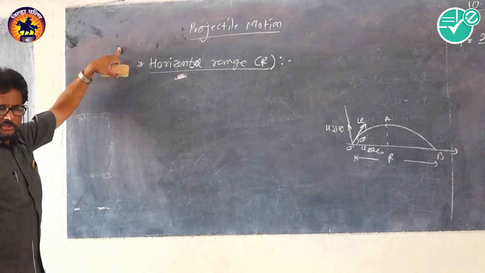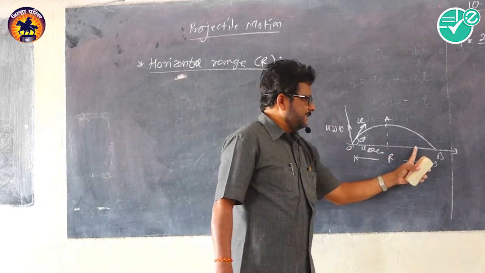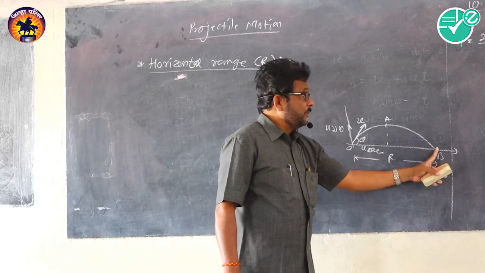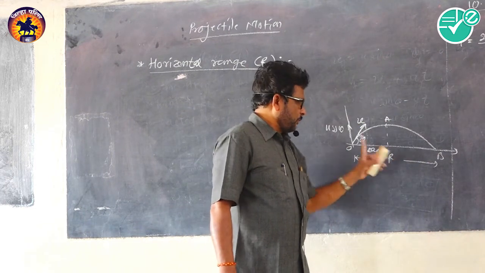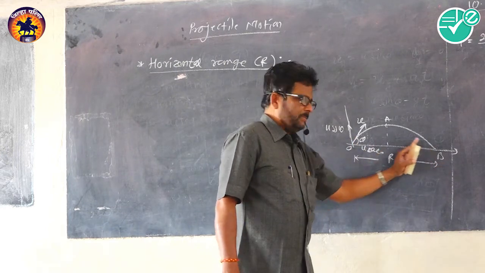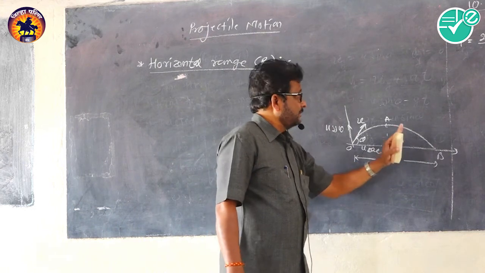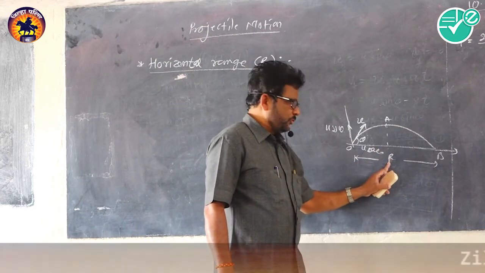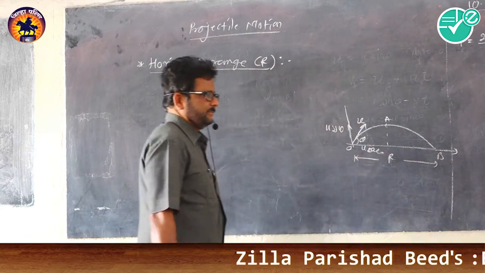What is horizontal range? The horizontal distance traveled by the particle during the time of flight. That is the horizontal range. To find this horizontal range, we have to consider the horizontal motion of the projectile, the horizontal component of the projectile motion.